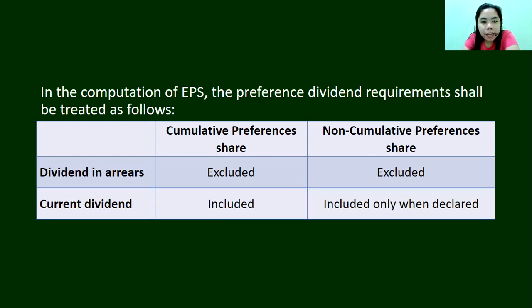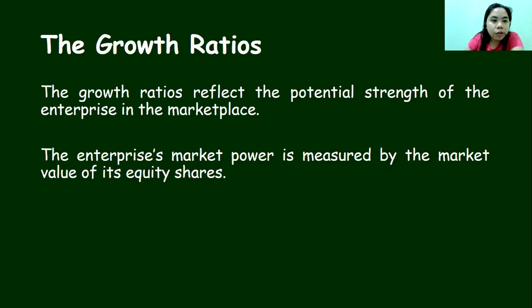For current dividend, cumulative preference share, we include that whether declared or not. For non-cumulative preference share, we consider the current dividend only if it is declared. So that's the summary. So let's go with the growth ratios.